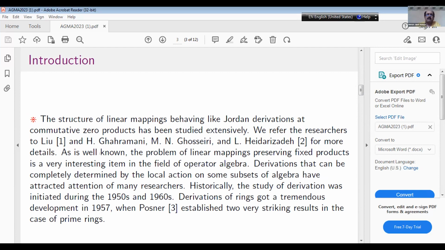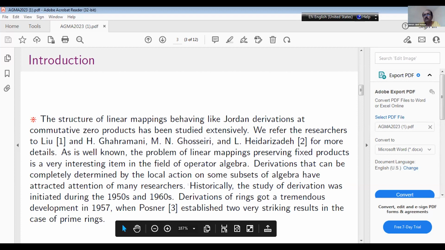As is well known, the problem of linear mappings preserving a fixed product is a very interesting item in the field of operator algebras. Derivations that can be completely determined by the local action on some subset of the algebra have attracted the attention of many researchers. Historically, the study of derivations was initiated during the 1950s and 1960s.